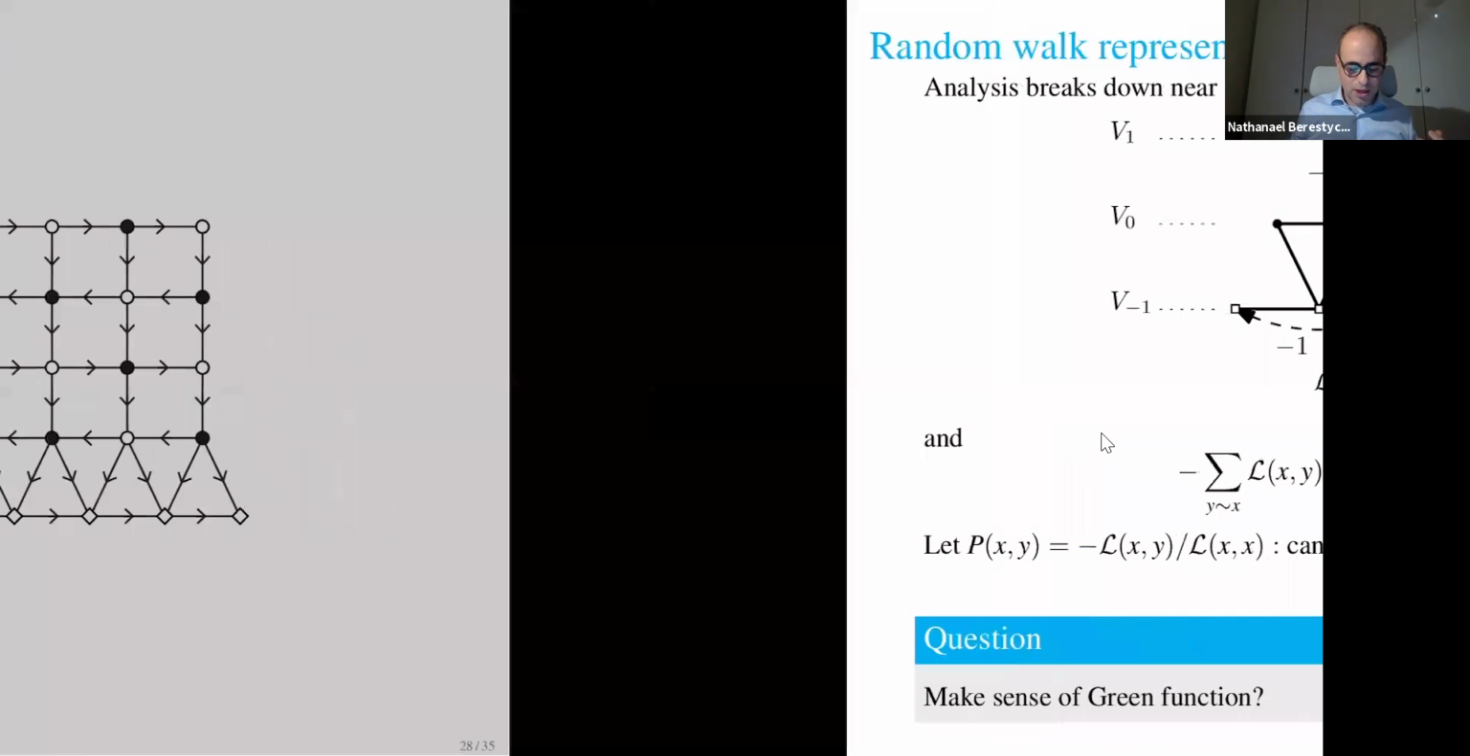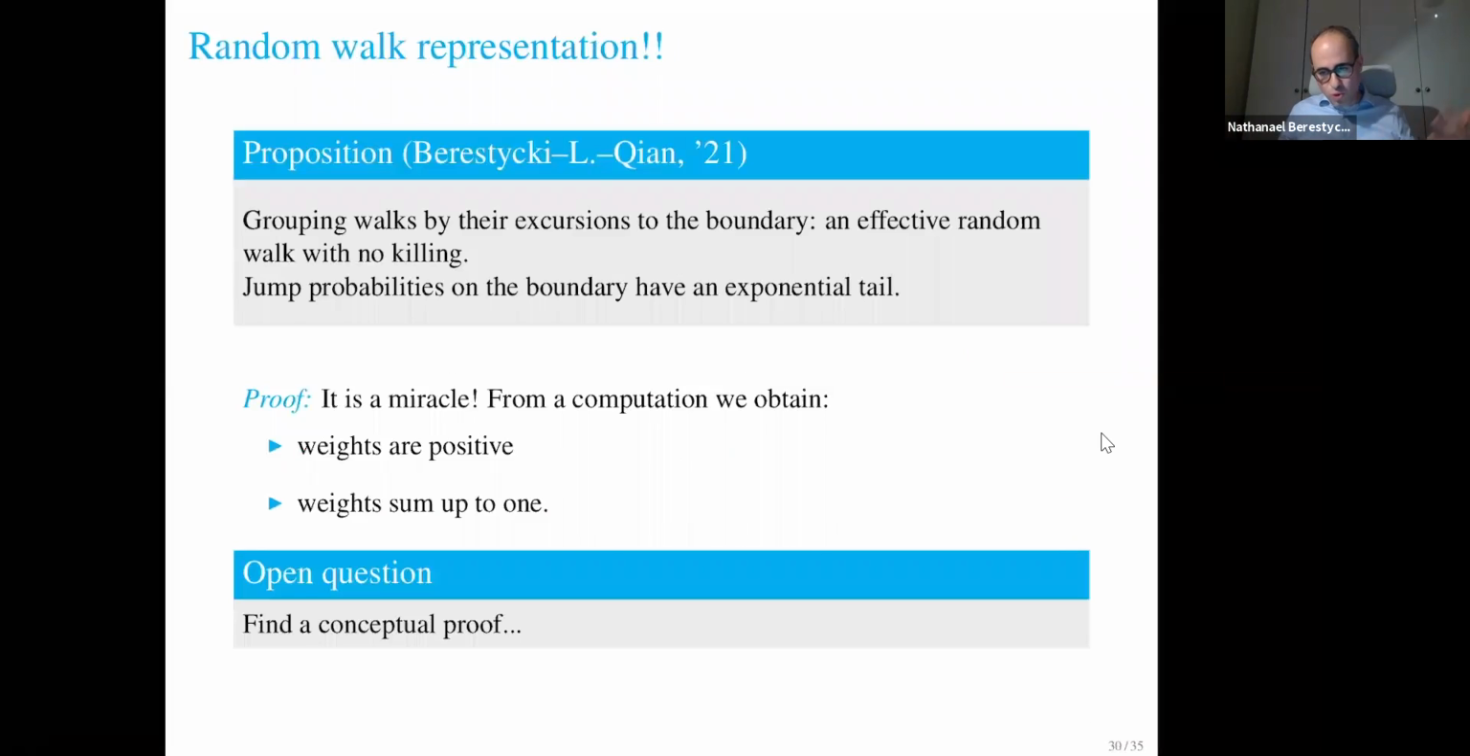So the thing that happens is that when you group all these walks together, you sum over paths that go from one place to another just by having excursions into the boundary, into the real line, if you like. Then you end up with weights that are positive and sum up to 1. So there is an effective random walk without any killing that describes this matrix L, rather, K star K.